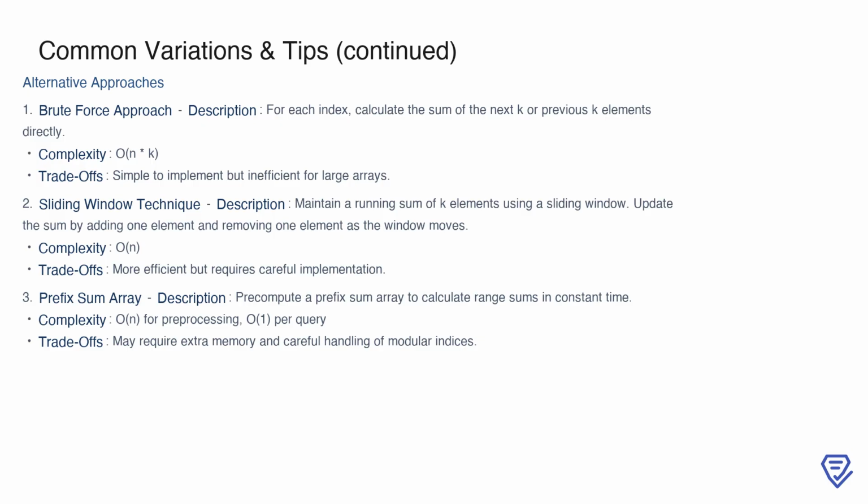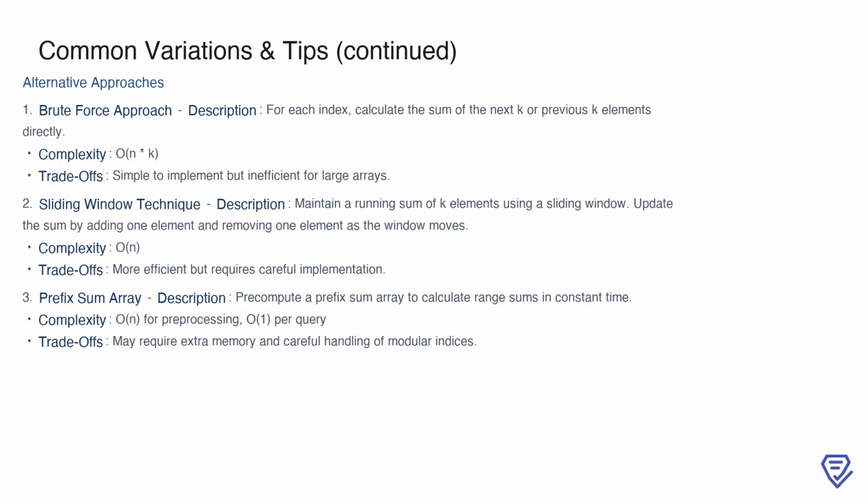When solving this problem, there are a few alternative approaches you can consider. The first is the brute force approach, where you calculate the sum of the next k or previous k elements directly for each index. This approach is straightforward and easy to implement, but it has a time complexity of O(n*k), making it inefficient for larger arrays.